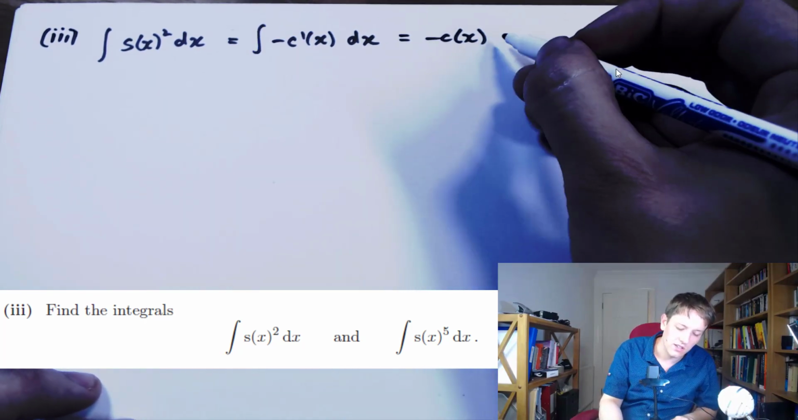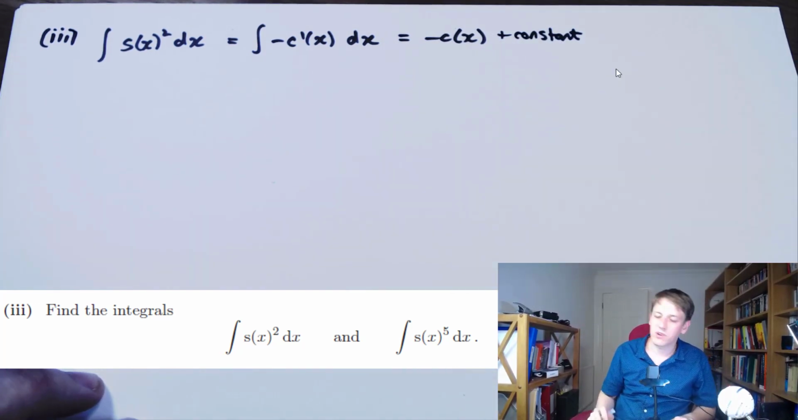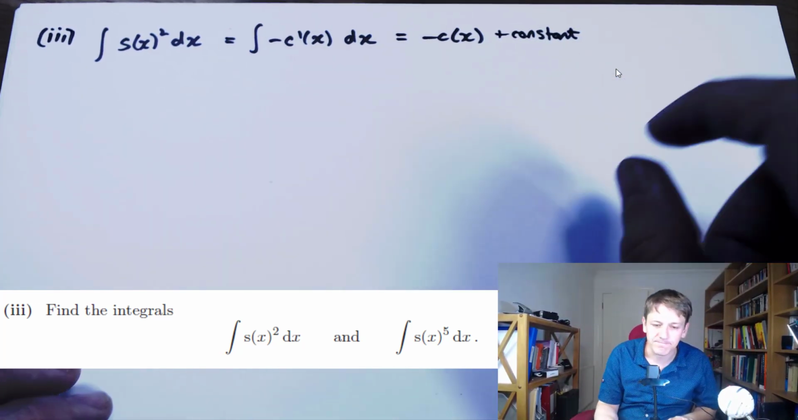indefinite integral, so I should add some sort of constant. You can give it a letter. I would not advise c here because that's the name of one of the functions. You could call it k. I'm just going to write constant.